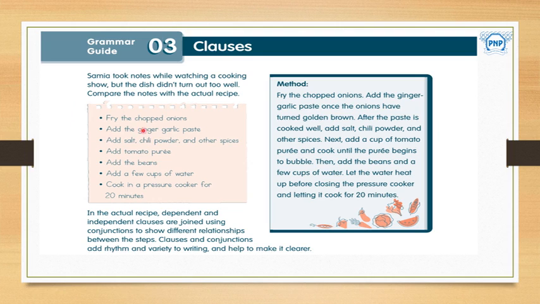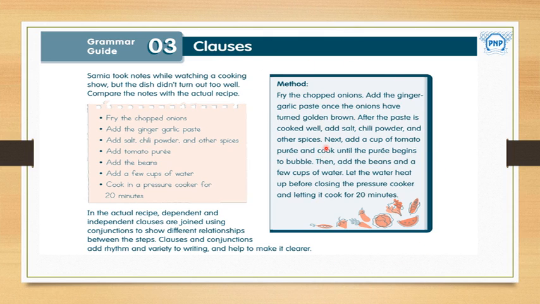Like: fry the chopped onions, add the ginger garlic paste, add salt, chili powder and other spices, add tomato puree, add the beans, add a few cups of water, cook in a pressure cooker for 20 minutes. So this is how she had written, but the recipe didn't turn out too well. Why? Because she had written it in a point-wise manner, not in a complete sentence manner.